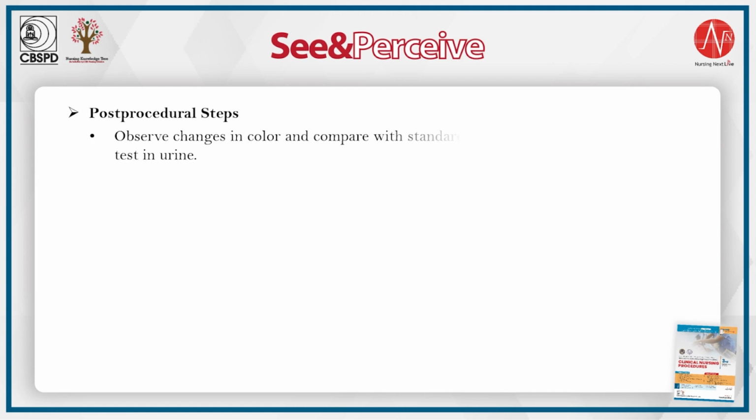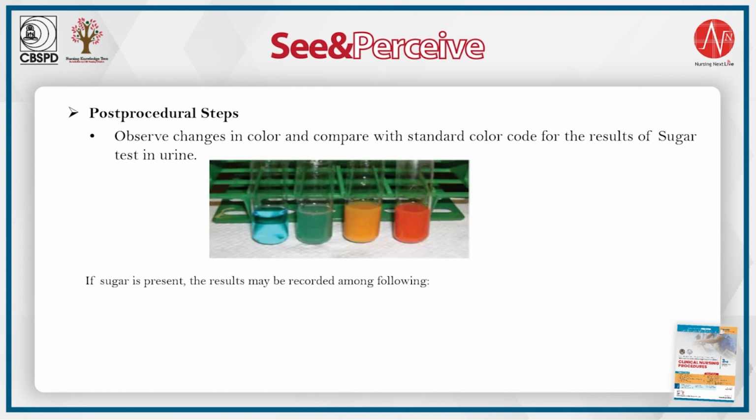Post-procedural steps. Observe changes in color and compare with standard color code for the results of sugar test in urine. If sugar is present, the results may be recorded among following.